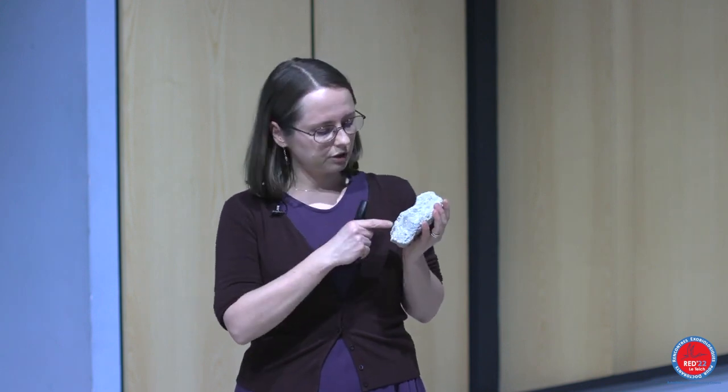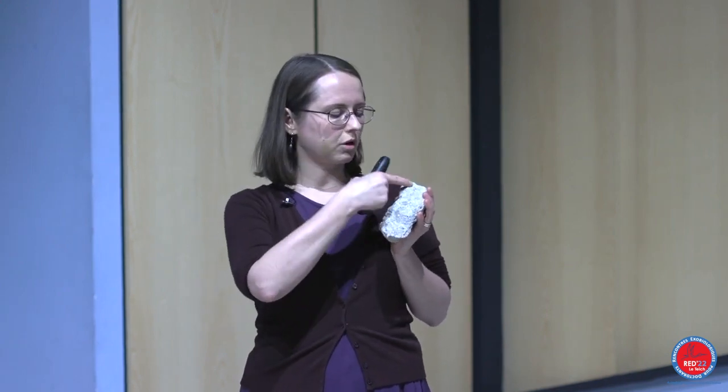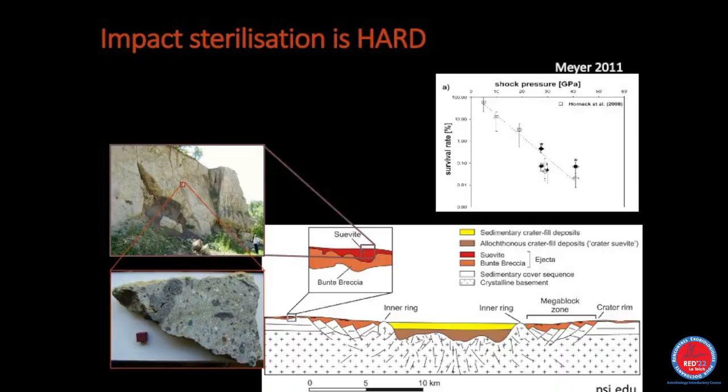The point is that here you can see the rock that was heated above 1000 degrees roughly, and here you can see rocks just next to it that were much lower in temperature. And this is the worst part of this entire large impact crater, 24 kilometers in diameter. Only very small parts of those rocks would be hard to survive for microbes. All other parts here would be easy. So impact sterilization is very hard.